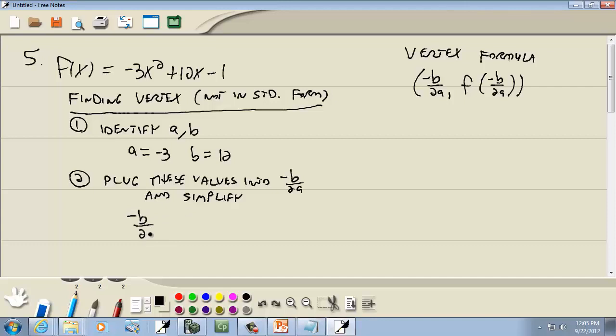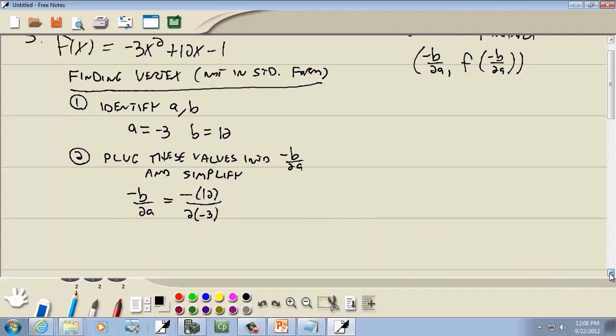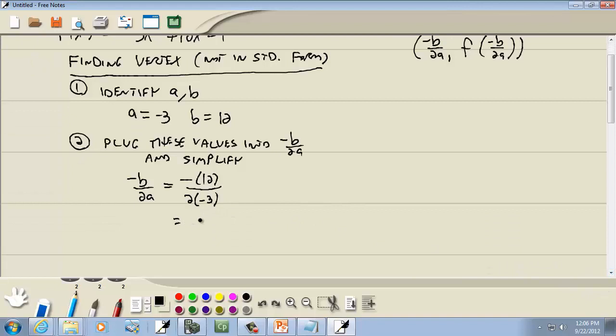So I got negative b over 2a, and so we said b was 12, so I plugged 12 in for the b, and a is negative 3, so I plug that in for the a. So I got negative 12 over negative 6, which gives us 2. This right here is the x part of the vertex.